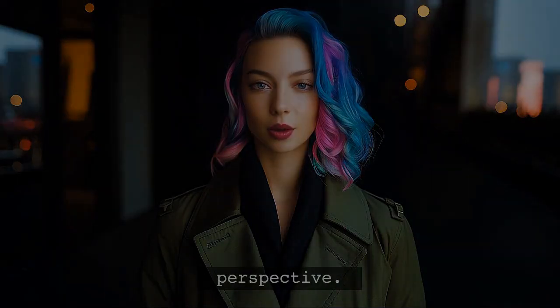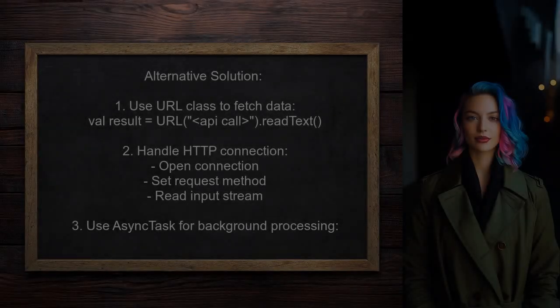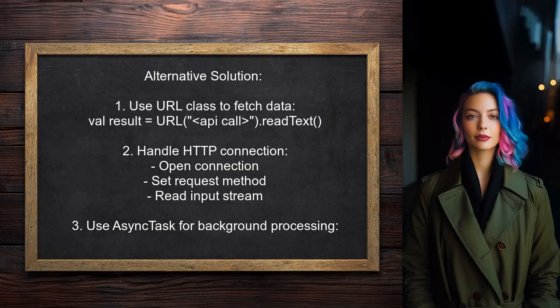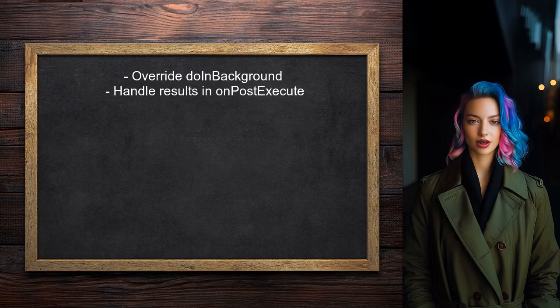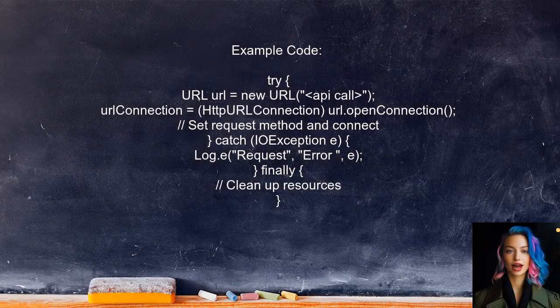Let's see another perspective. An alternative approach shared by another user involves using a simple URL fetch method. They suggest using the URL class to read text directly from the API call. This method is straightforward and has worked well for them. They also provide a detailed example of managing the HTTP connection, including error handling and resource cleanup. This ensures that the connection is properly closed after use.